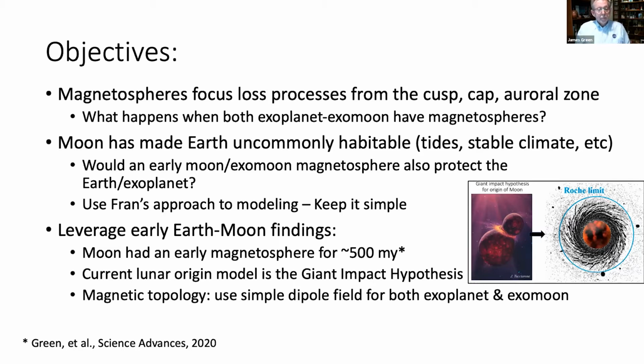We're going to use the current lunar origin model, of course, the giant impact hypothesis, in which a large, perhaps Mars-sized object hits the proto-Earth, creating the moon as it reaccretes outside the Roche limit. Then over time, tidal forces move the moon away from the Earth, and therefore the exomoon away from the exoplanet. To model this, we're going to use absolutely simple stuff. We're going to use a magnetic topology that is a simple dipole for both the exoplanet and the exomoon.